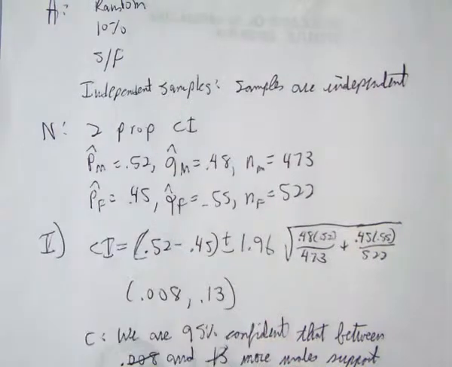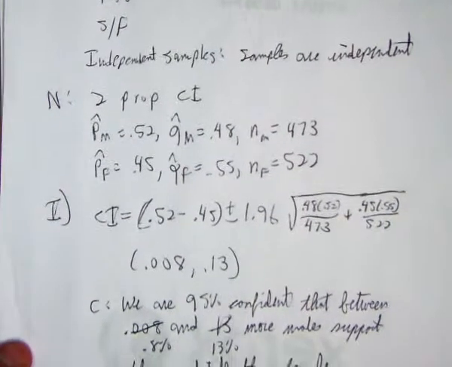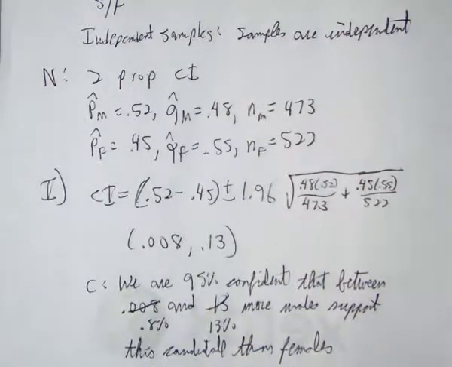So is 0 in the interval? No, 0 is not in the interval. So what does that mean? It means that there is evidence that the proportion of men who may vote for the candidate is greater than the proportion of women who may vote for the candidate, because there's no negative number in the interval. So it looks like men are definitely more in favor of this candidate. There's definitely conclusive proof that men tend to favor this candidate more than females do.